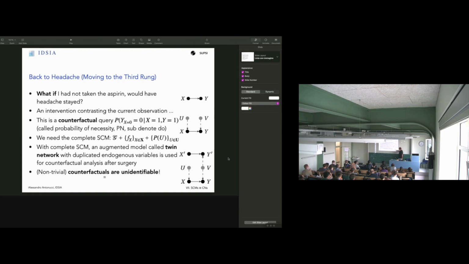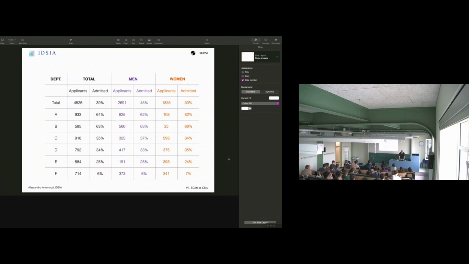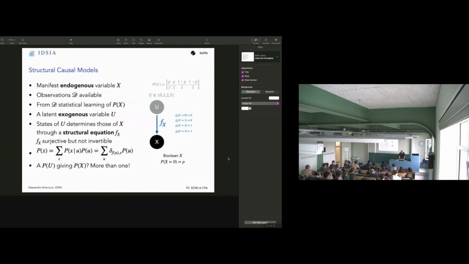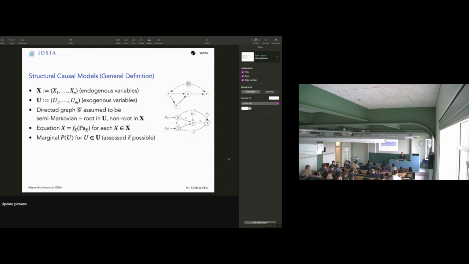But still, to answer this kind of query, you need to quantify this model. And this model is quantified by the equations, but it's quantified also by the marginal probability of the latent variables. To get this marginal probability of the latent variables, you need this kind of back propagation. You should take your data, back propagate them, and get the probability over the latent variables. So now I try to show you how you can do that in a not completely general, but partial setup.